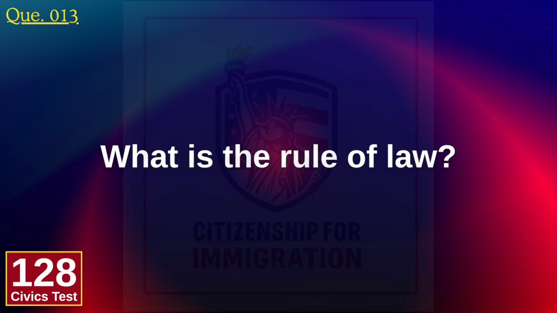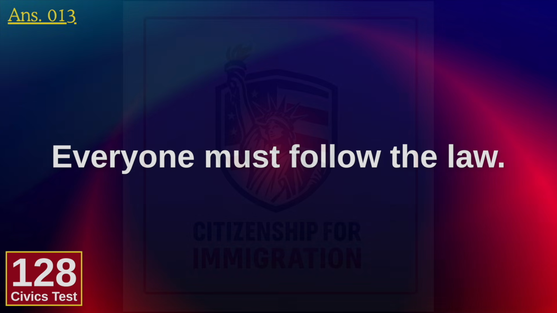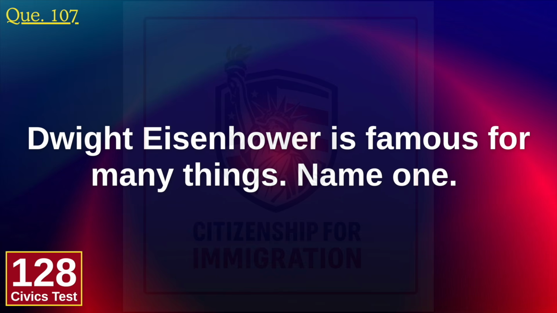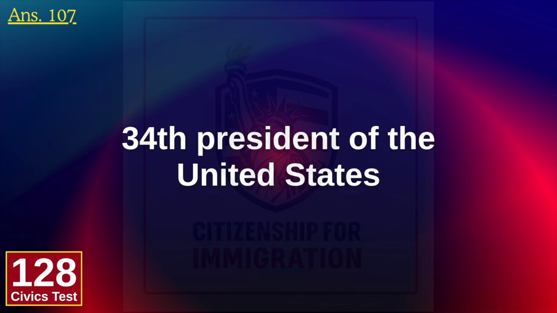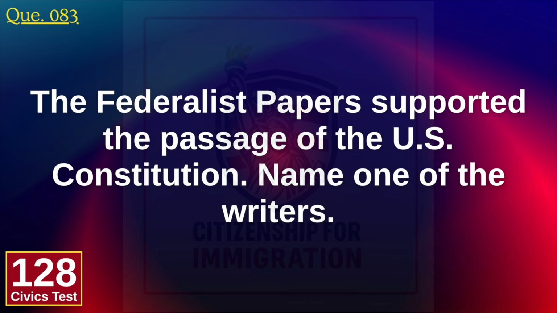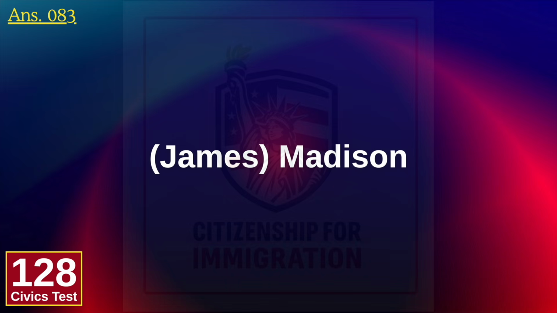What is the rule of law? Everyone must follow the law. Dwight Eisenhower is famous for many things. Name 1. 34th President of the United States. The Federalist Papers supported the passage of the U.S. Constitution. Name one of the writers. James Madison.